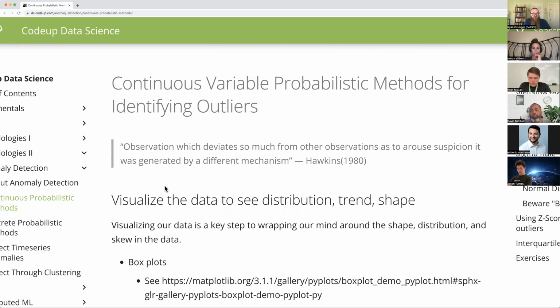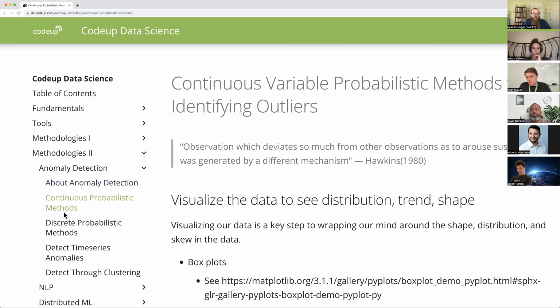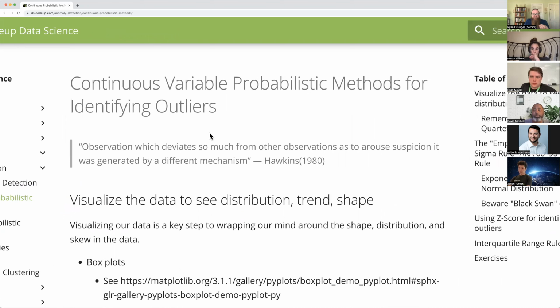All right, so we were talking anomaly detection and roadmap. We're going to start with continuous data and detecting anomalies within continuous data. So let's jump right in.